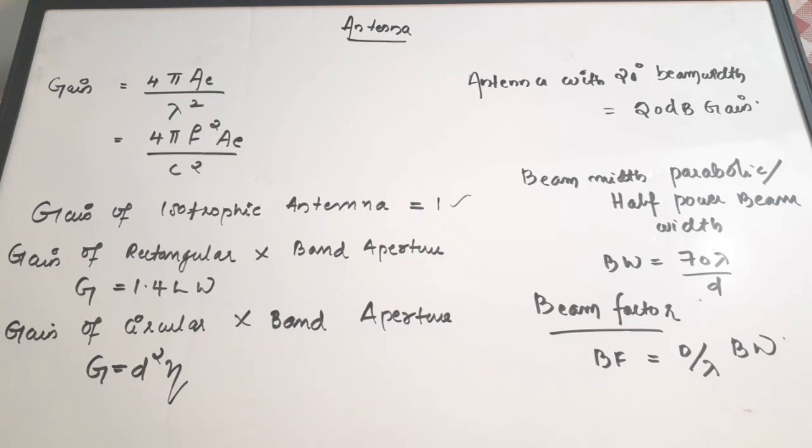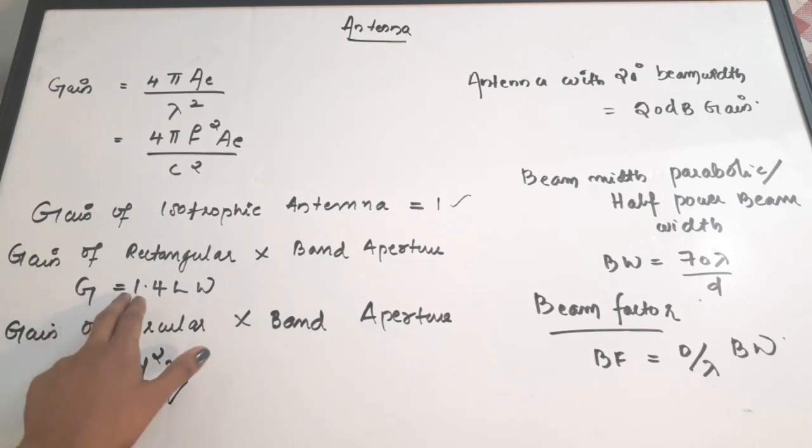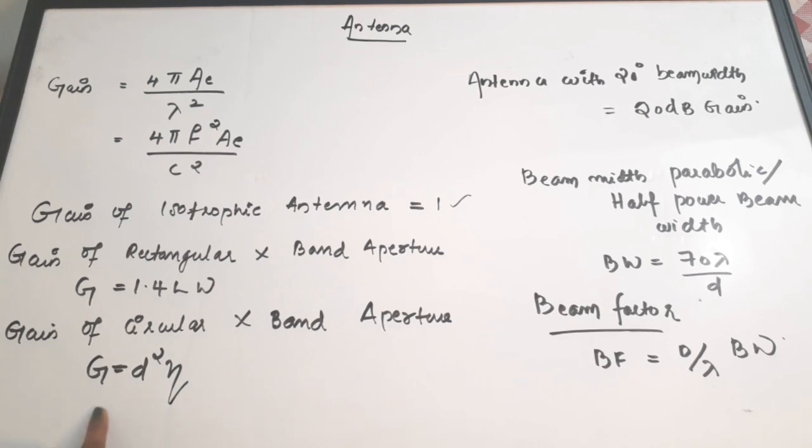Now the gain of a rectangular X-band aperture antenna is G equal to 1.4 LW, where L is the length and W is the width. If somebody asks you the gain of a rectangular aperture antenna, it is G equal to 1.4 LW. The gain for a circular X-band aperture is G equal to D square eta, where D is the antenna diameter and eta is the aperture efficiency. We'll see its equation later in this video. These are the equations for aperture antennas.